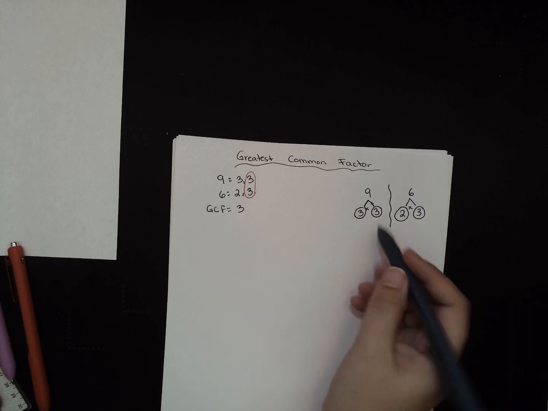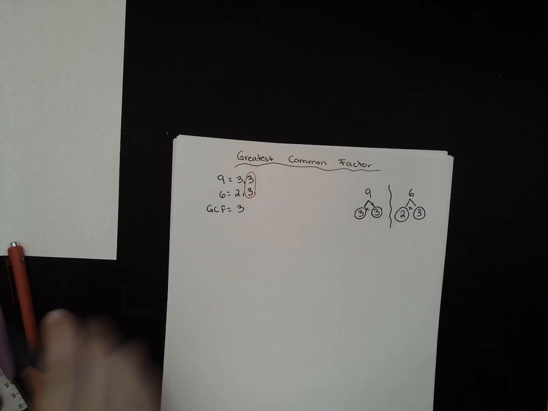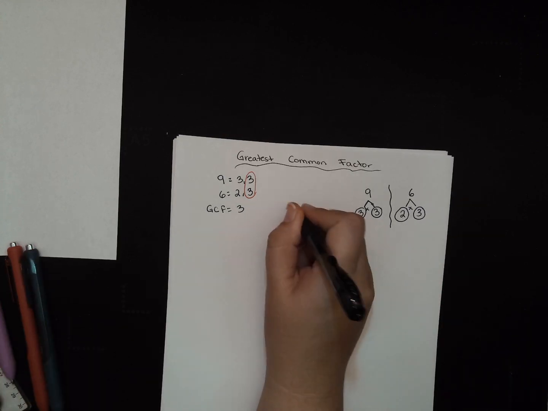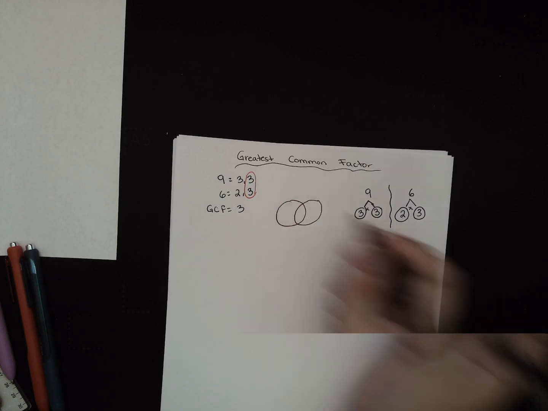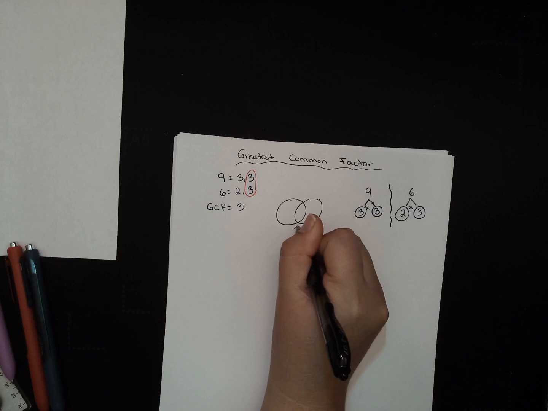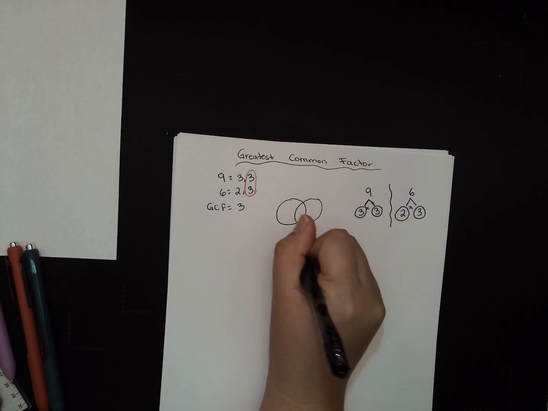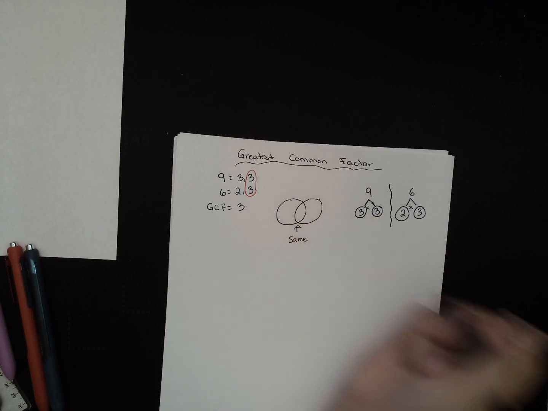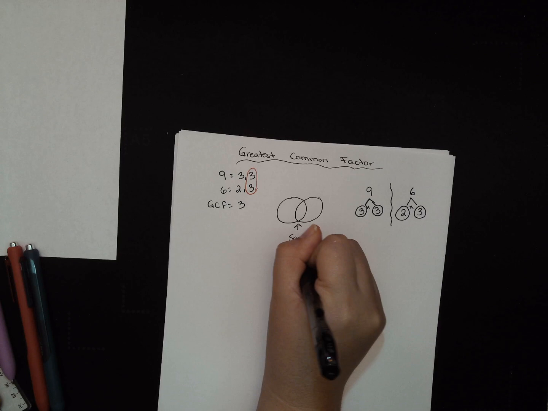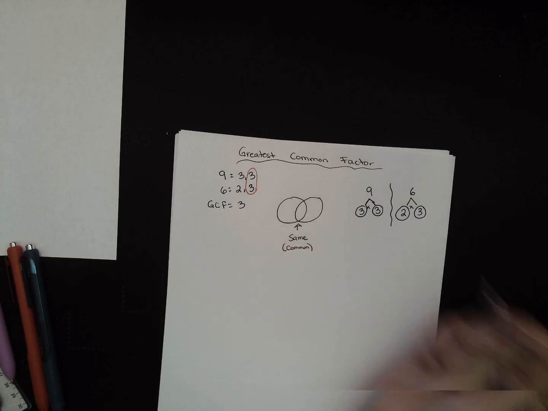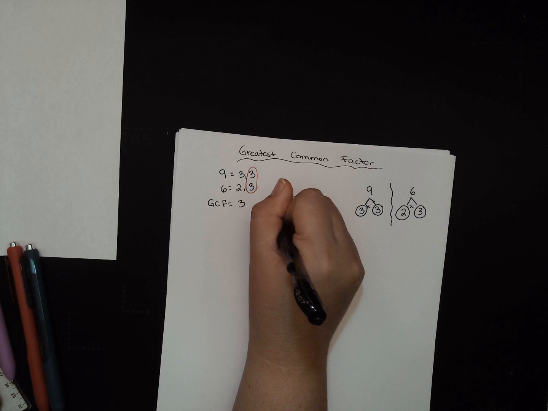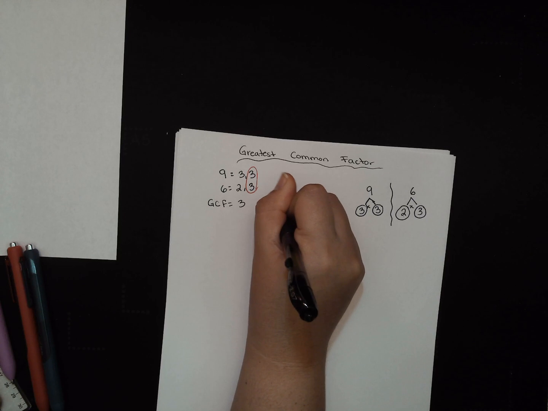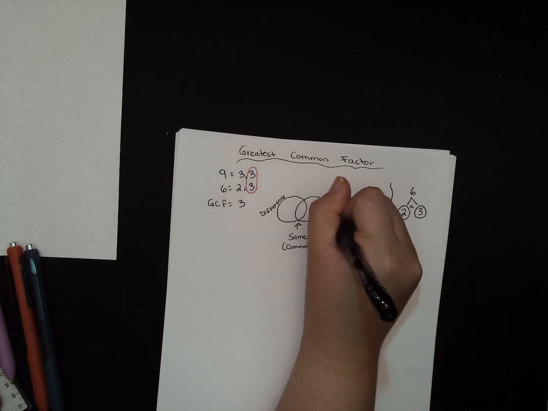Another way you could show your work is by creating a Venn diagram. So I'm going to put a circle and another circle. For Venn diagrams, always remember that if it's in the middle, that's what they have in common. That's the same. On the sides, that's the difference. That means they don't have anything in common with the other ones. So difference.